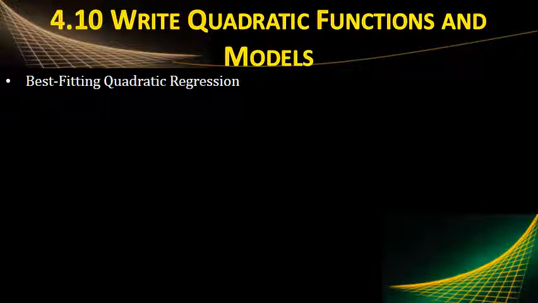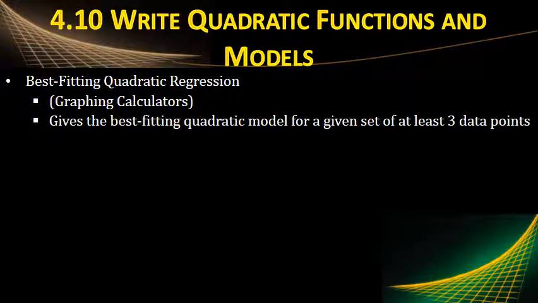Now, computers and calculators can often find the best fitting quadratic regression. So if you happen to have a TI graphing calculator, you can use the following to find the best fitting quadratic model for a given set of at least 3 data points. On your homework, unless it says use a graphing calculator, you still have to do it by hand and you still have to show all the work.